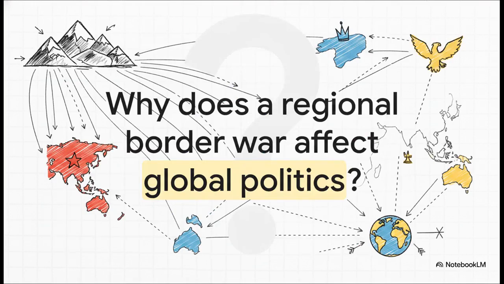But as we pull back our view from the Himalayan battlefield to a much broader global map, we really have to ask ourselves a critical question. Why does a regional border war affect global politics so dramatically? I mean, how does a clash over high-altitude territory ripple out to capitals thousands of miles away? Well, to understand how a single frontier clash reshaped global alliances practically overnight, we need to take a look at the geopolitical chessboard of the time.